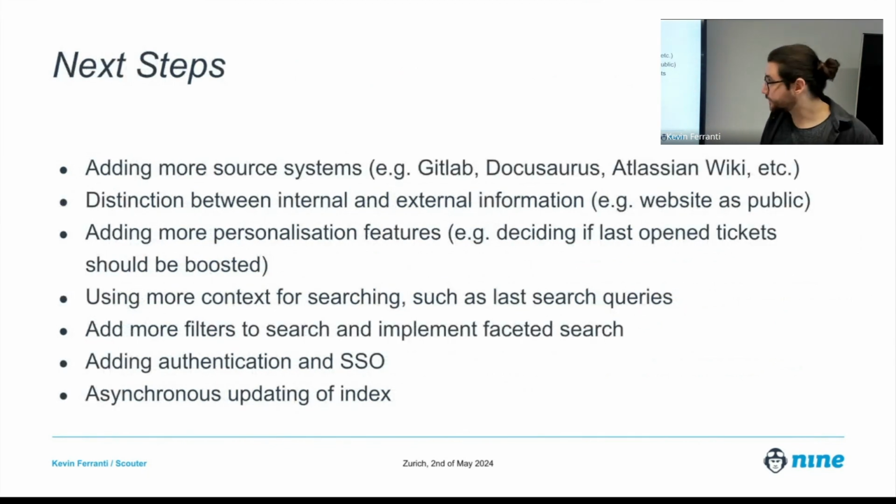What are the next steps? Obviously, adding more source systems, right? Because why only ticketing systems? Why not the wiki or docs or docs.9ch page, GitLab? I mean, indexing the GitLab, because that's not done yet, which could be very cool, because then you have everything centralized on one point and you can search and get everything. Searching the index is really fast.